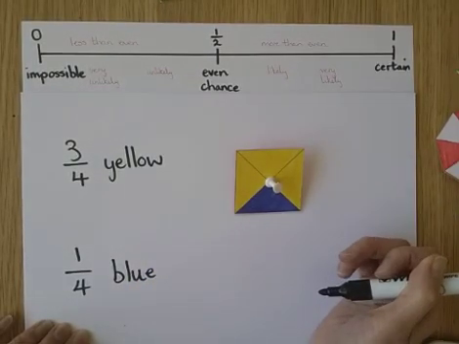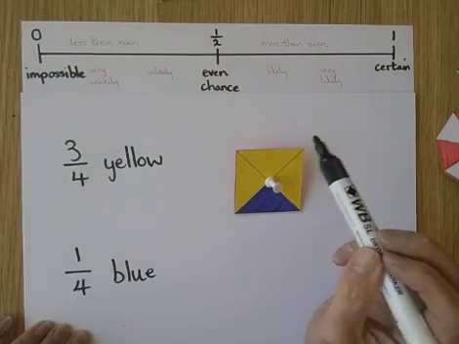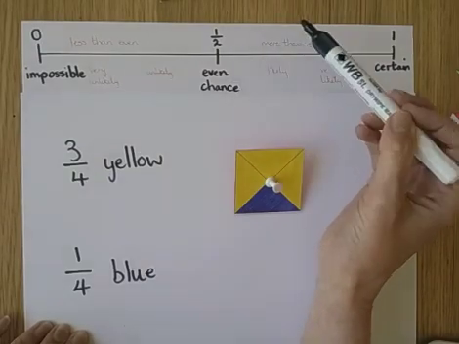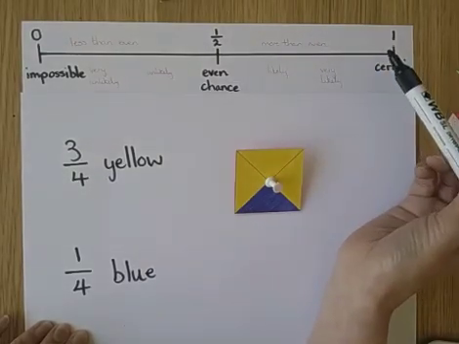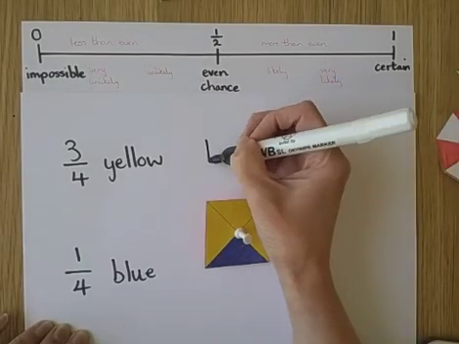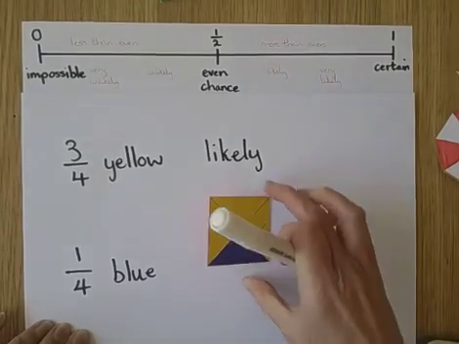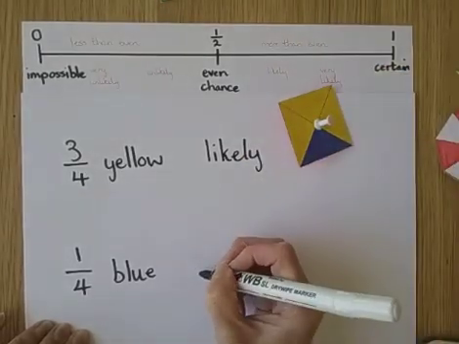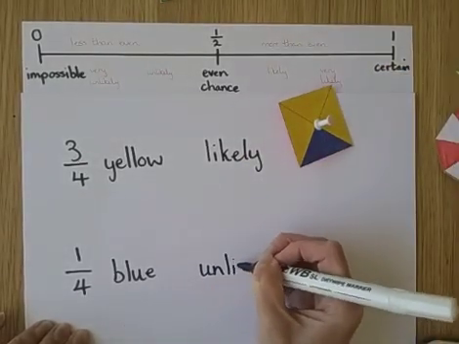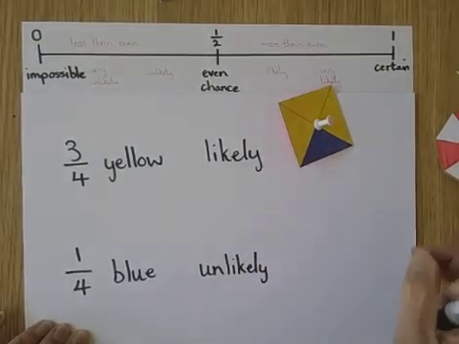What probability words am I going to use to describe the chance for each colour here? Well, yellow, 3/4, so it's more than a half chance. It's more than an even chance. I think we would probably use the word likely. We're likely to land on yellow. And of course then we're going to be unlikely to land on blue. We don't have as much chance of landing on blue. It's less than half a chance.